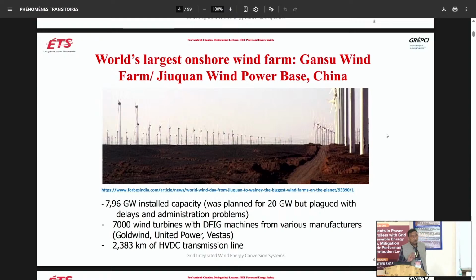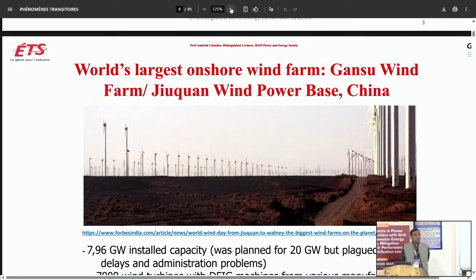I will talk about this sometimes. So in China, perhaps they had initial problems, so that's why they are not strictly following that, okay, we have to reach 20 gigawatt, because they already have so much renewable energy. So this is what it is.